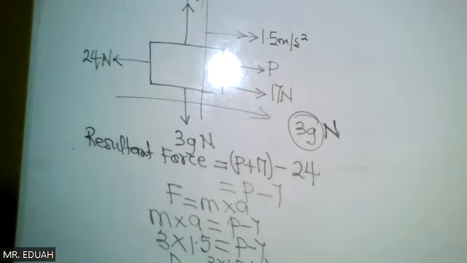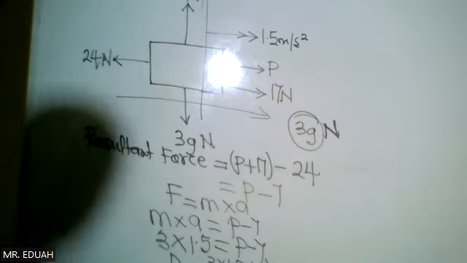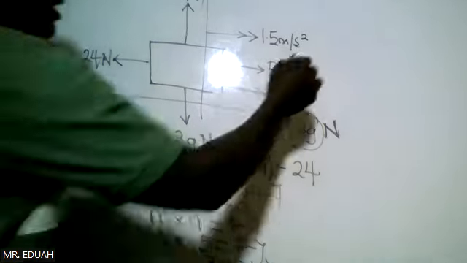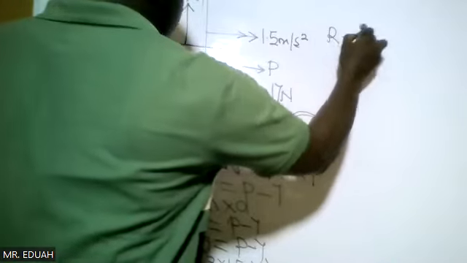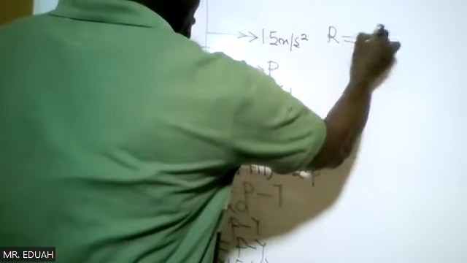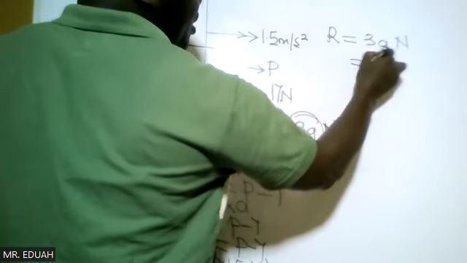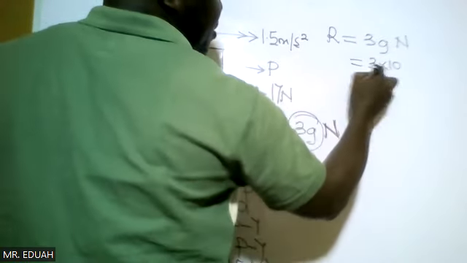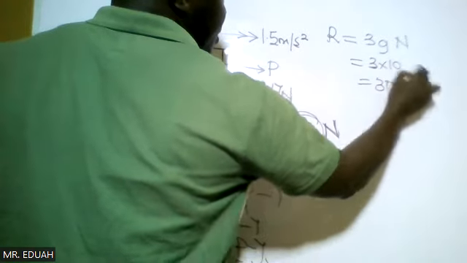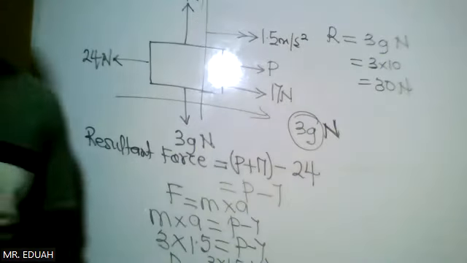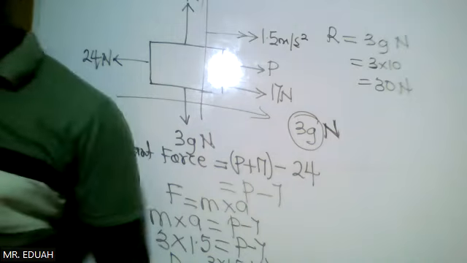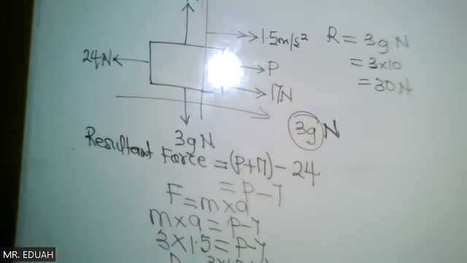Mami Araba, are you okay? Yes, please. Thank you. You're welcome. So the reaction force R will be equal to 3J Newton, and J is 10, so 3 times 10, which is 30 Newton, equal to the reaction force. Okay, I hope you're okay now.